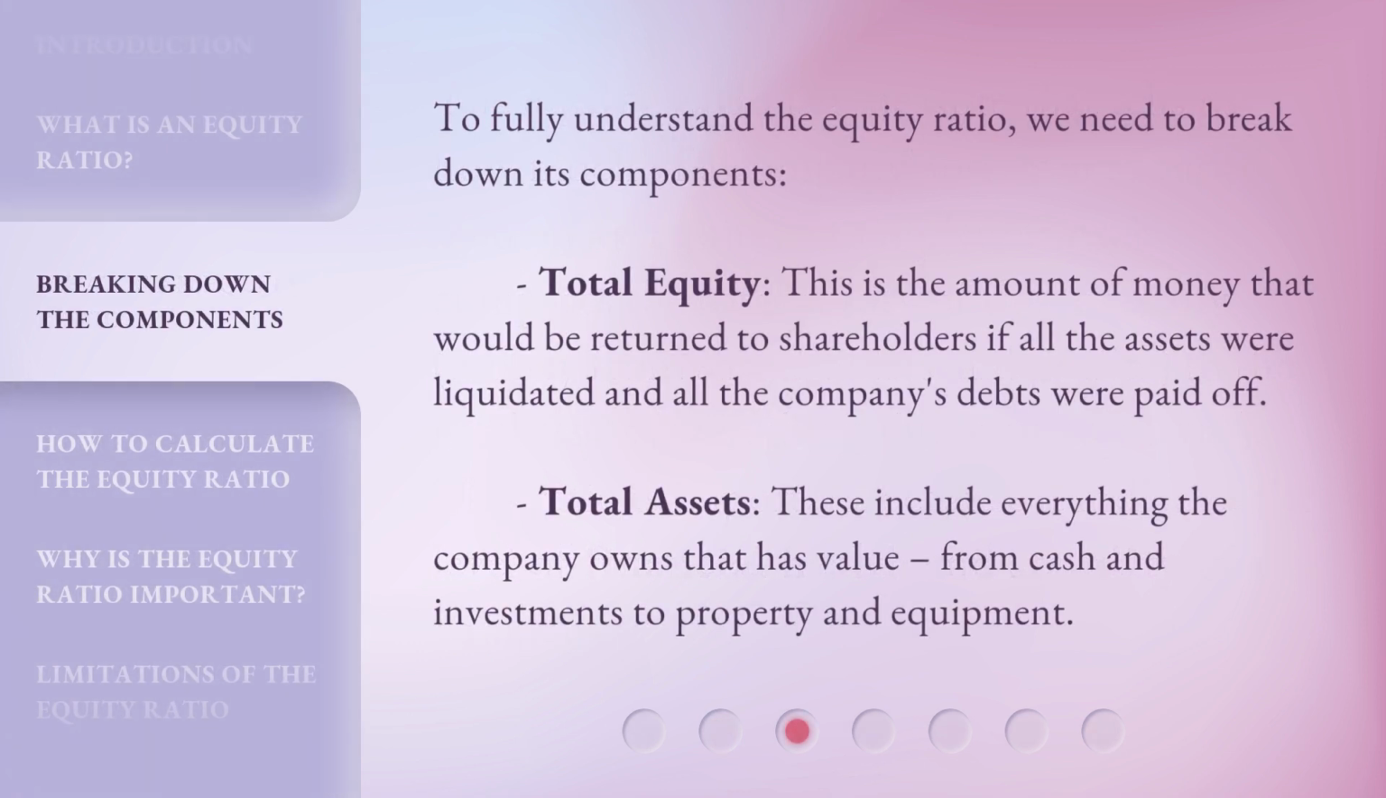To fully understand the equity ratio, we need to break down its components. Total equity. This is the amount of money that would be returned to shareholders if all the assets were liquidated and all the company's debts were paid off. Total assets. These include everything the company owns that has value, from cash and investments to property and equipment.